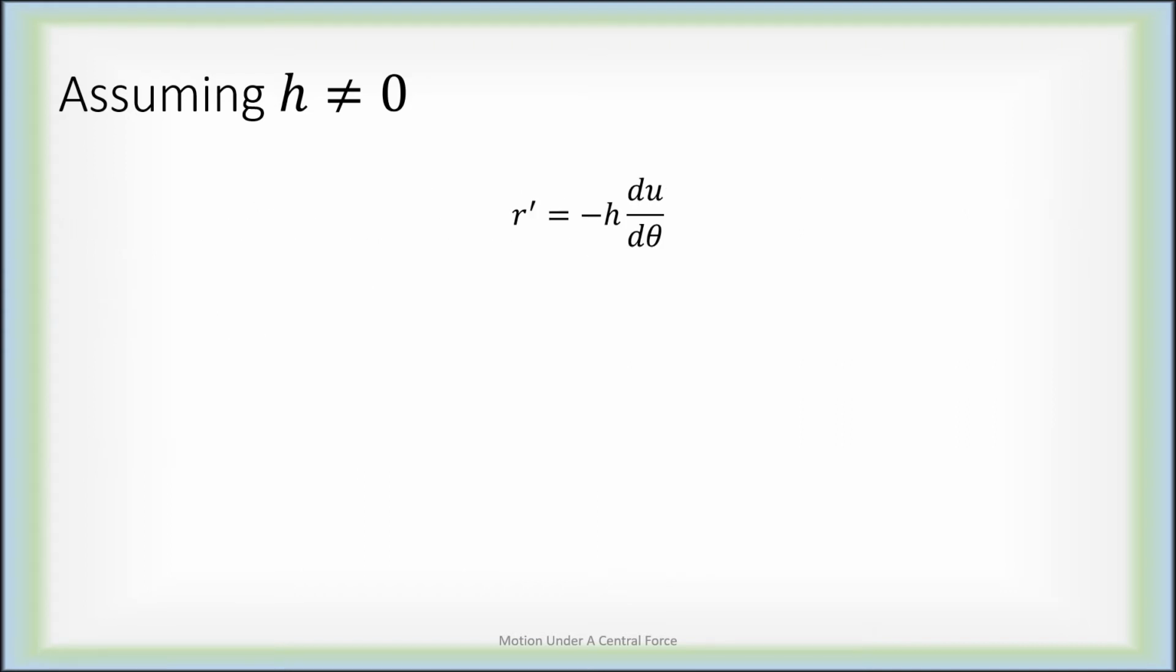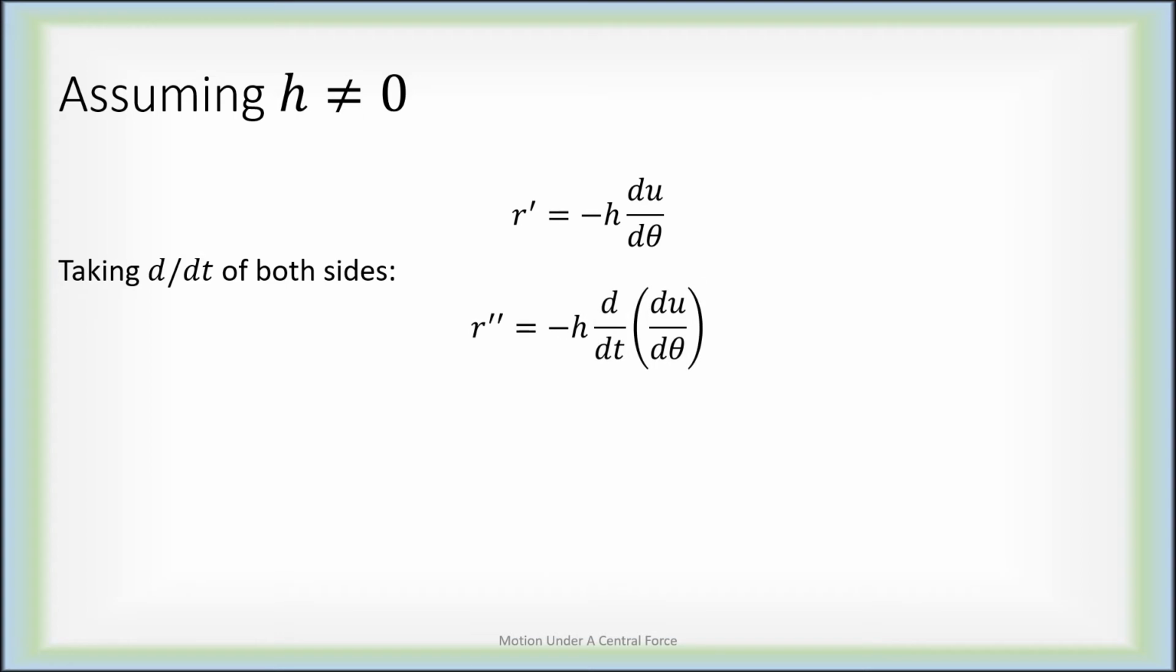So we've determined that r prime is negative h du d theta, where h is just some constant that isn't zero. If I take d by dt of both sides, now on the left we just get r double prime. The constant h I can factor out, and now I have to take d by dt of du d theta.